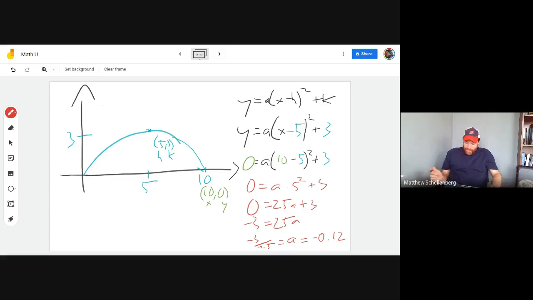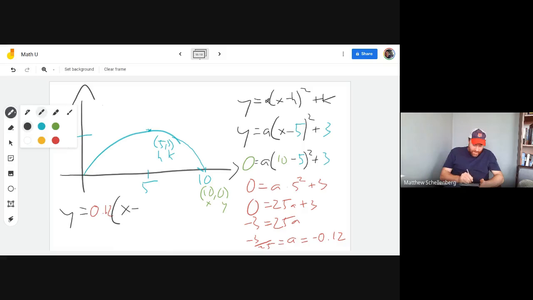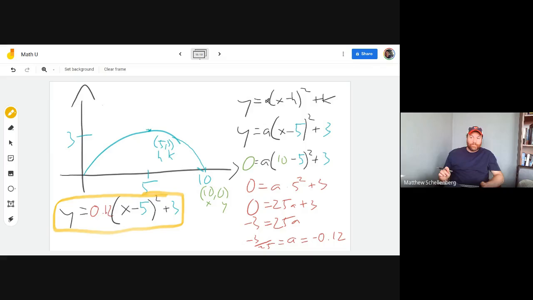And so the full equation is going to be y equals, and I'll accept either fraction or decimal. I'm in decimal mood for some reason right now, so I'll keep it decimal, times x minus h, which was 5, squared plus k, which was 3. And that is how you solve it.